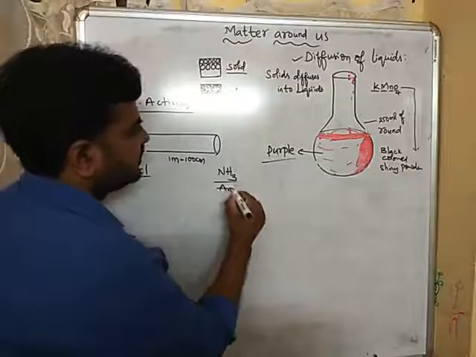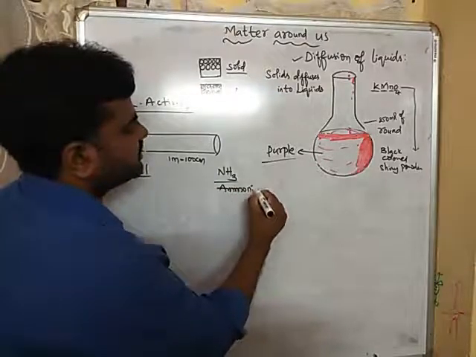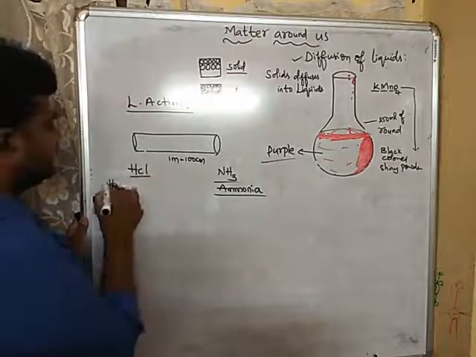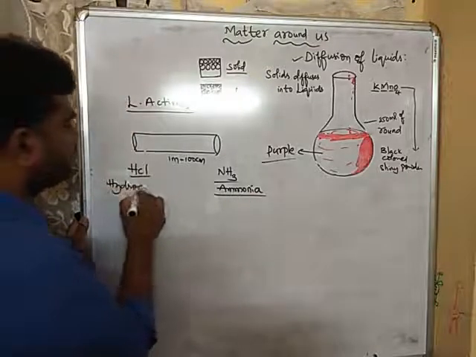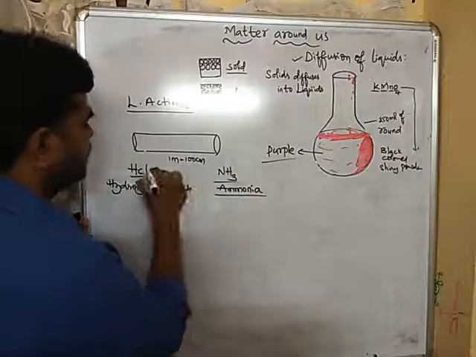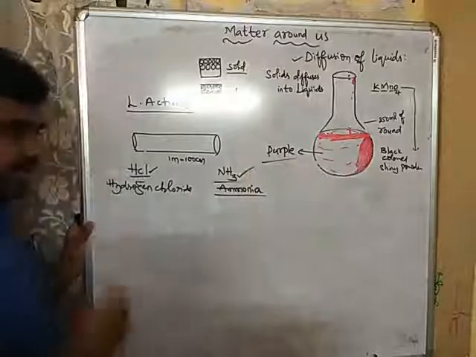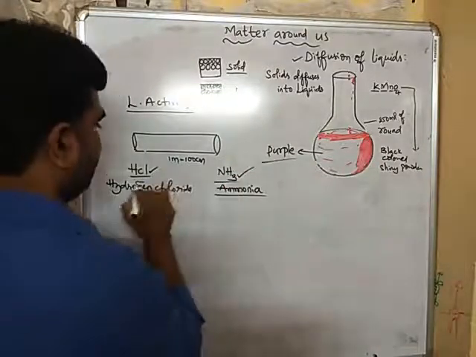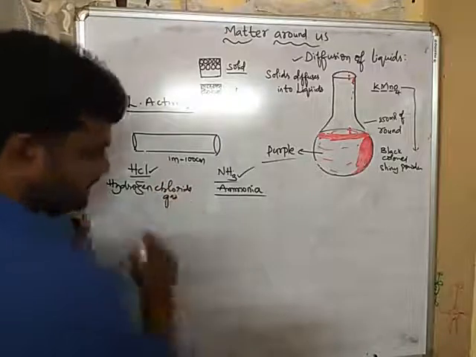NH3 stands for, and the name of this NH3 is ammonia, and HCl stands for hydrogen chloride. Both these two are liquid and actually they evaporate. That means the gases evaporate. So ammonia gas and hydrogen chloride gas.